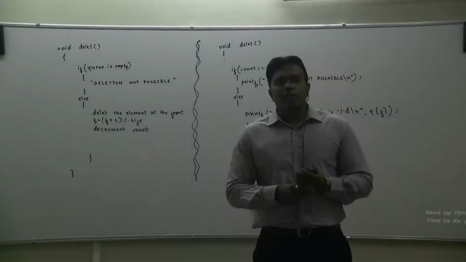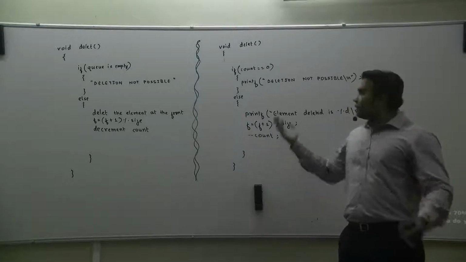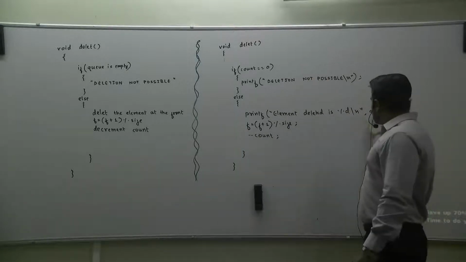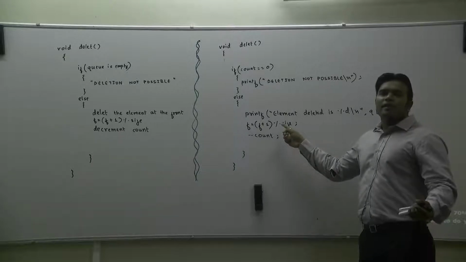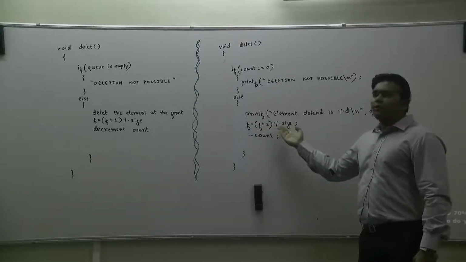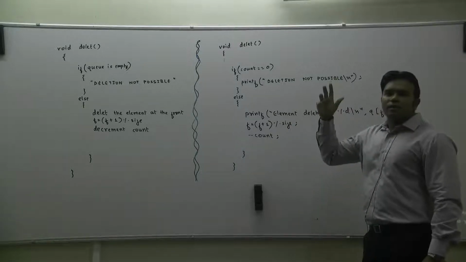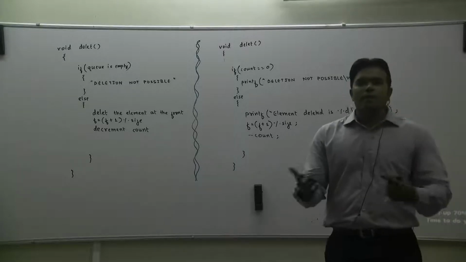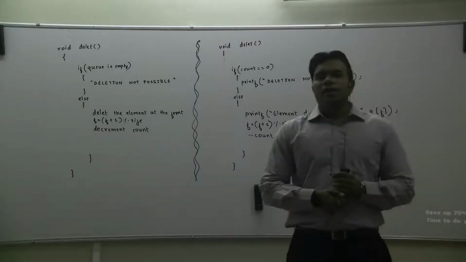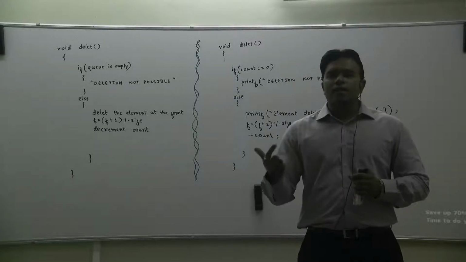In fact, if you compare this delete with the ordinary queue delete, everything is the same. Same, this line here also. In the ordinary queue, I would have told plus plus f, but here I would tell f equal to f plus 1 modulo size. Of course, the counting concept was not there. Here we have to decrement the count. That way, if you compare the code, they are very similar. So we have coded the insert and the delete.